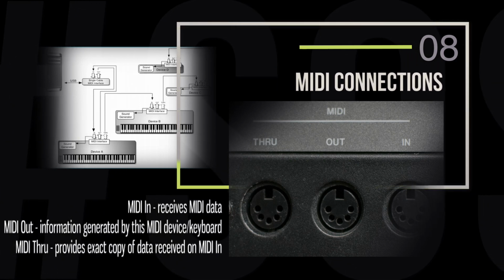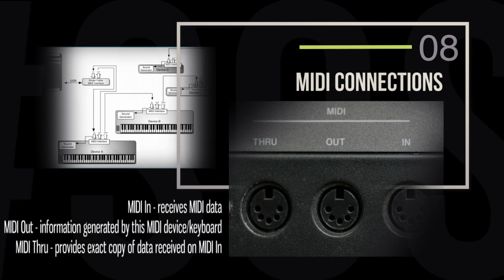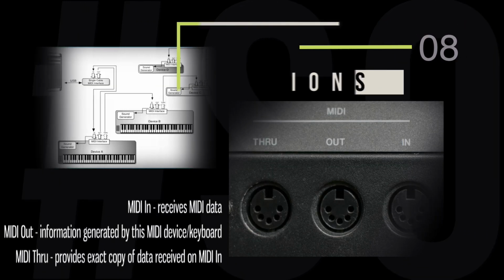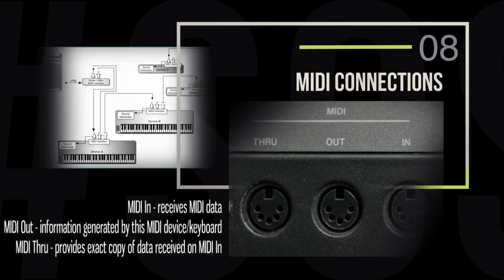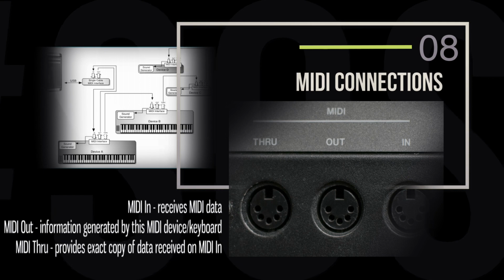So MIDI in, this port receives the MIDI information. MIDI goes in this port, pretty straightforward. MIDI out, all the information about notes or actions played on the keyboard of a MIDI device are sent out through this port, self-explanatory. And MIDI through, this port provides an exact copy of the MIDI data received in the in port. Okay, that's important.